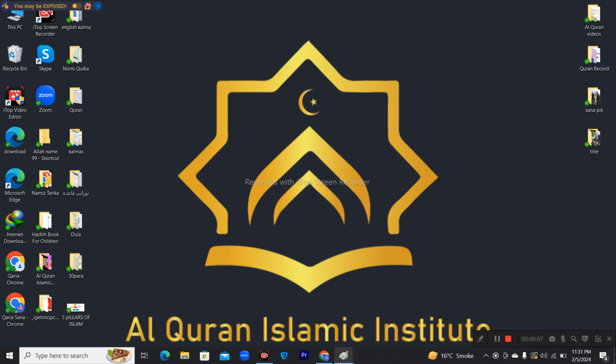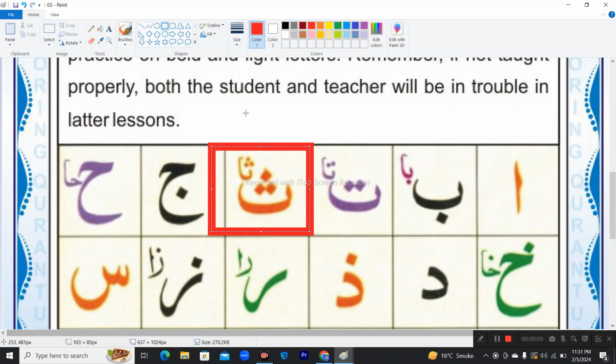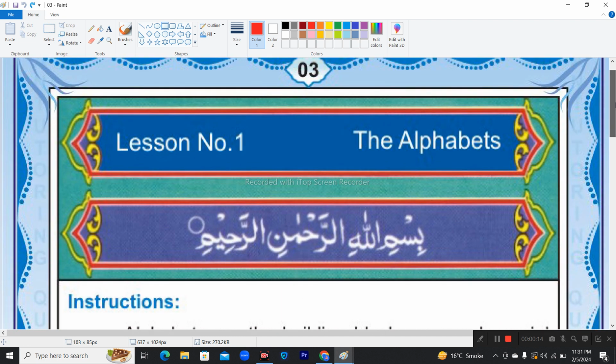Today we start the first qaida, the first lesson of basic qaida. So the first lesson is the alphabets.